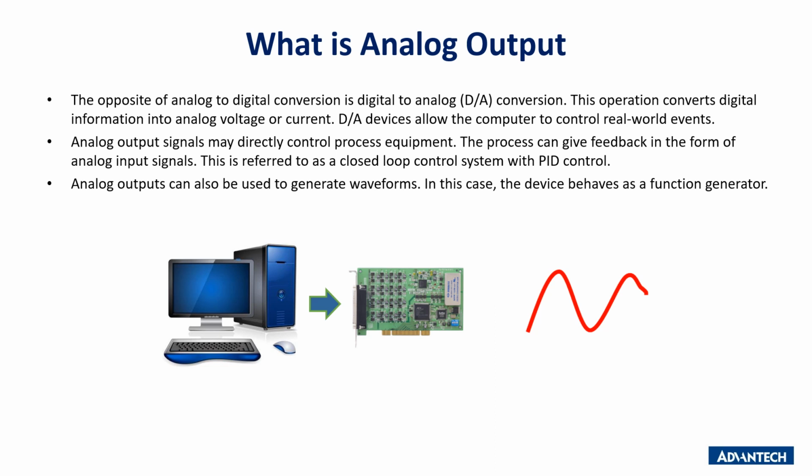Analog output is the opposite of analog input. It needs a DA converter to transfer the computer's digital signal to a real-world analog signal. With an analog output DAQ card, we can output voltage or current signals. Analog output can therefore be used to control process equipment. It can also be used to generate waveforms like a function generator.